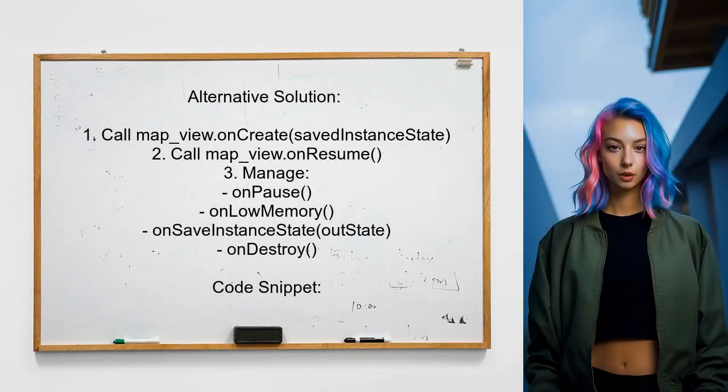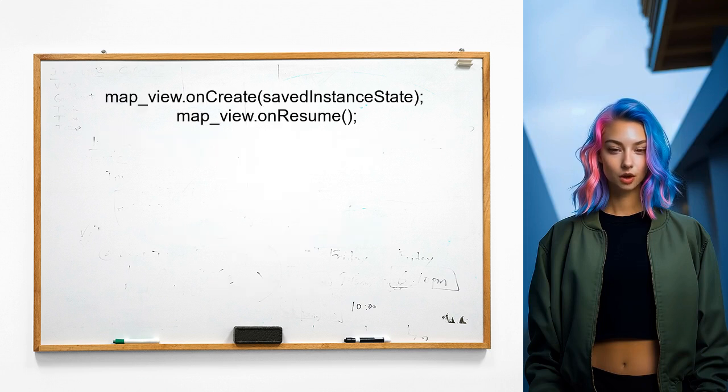An alternative solution from another user suggests that Google Maps requires handling various activity lifecycle states. They recommend calling mapView.onCreate with the saved instance state and also invoking onResume. Additionally, it's important to manage onPause, onLowMemory, onSaveInstanceState, and onDestroy as they occur.